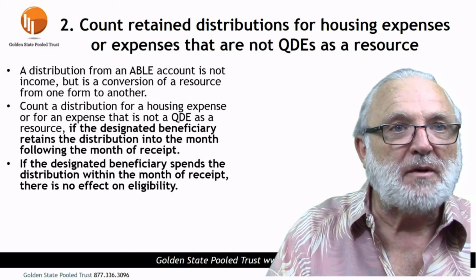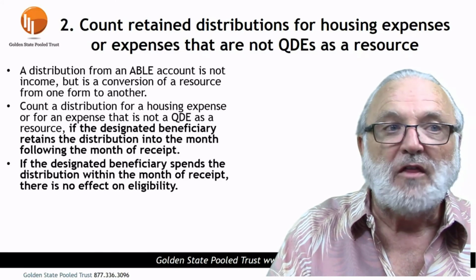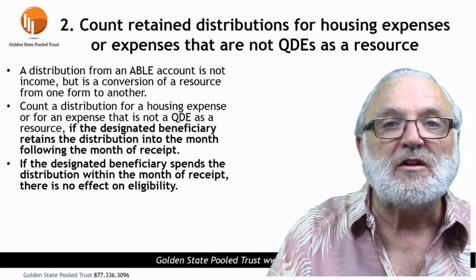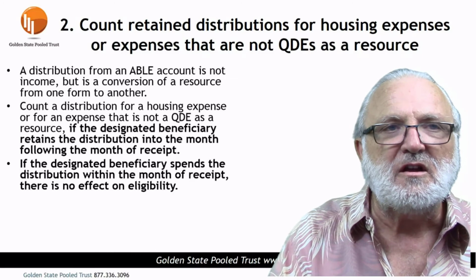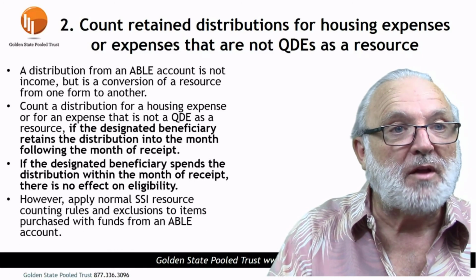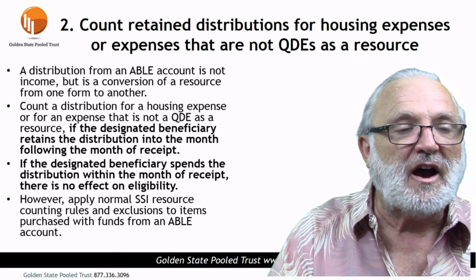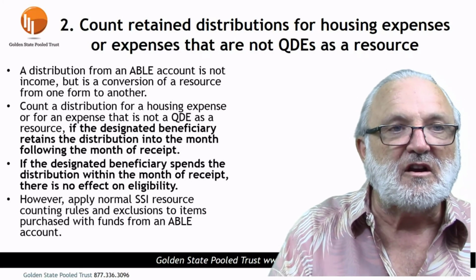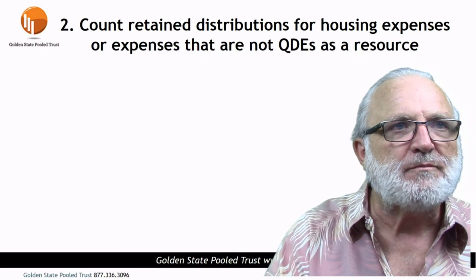If the designated beneficiary spends the distributions within the month of receipt, there's no effect on the eligibility, as we've seen, whether it's a qualified QDE, a housing QDE, or a non-qualified QDE. However, apply normal SSI resource rules and exclusions to items purchased. As I explained, an example would be purchasing a second vehicle.